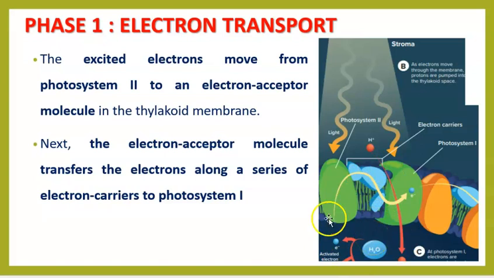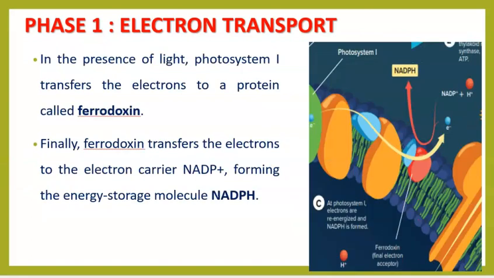So finally the electrons go on from one electron acceptor to the other. This is the electron transport chain. The electron is transported from one to the other, to the other, and finally they come to the electron acceptor called ferredoxin. Ferredoxin is present in photosystem 1. Photosystem 1 transfers the electrons to it, and it's almost the last in the series here.